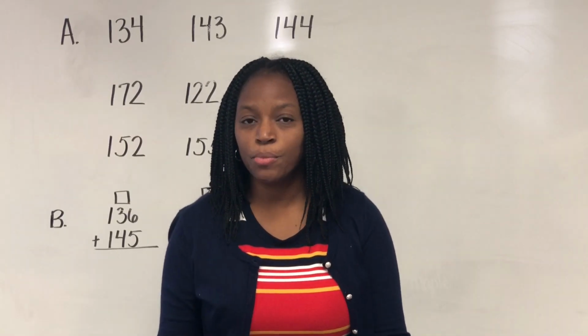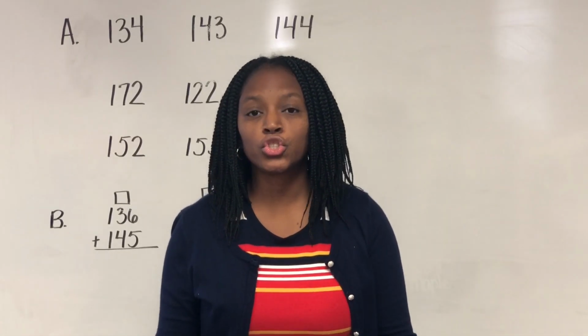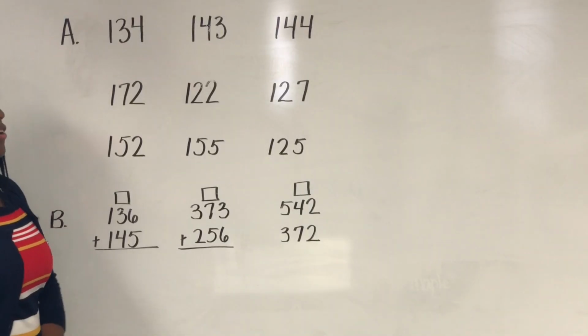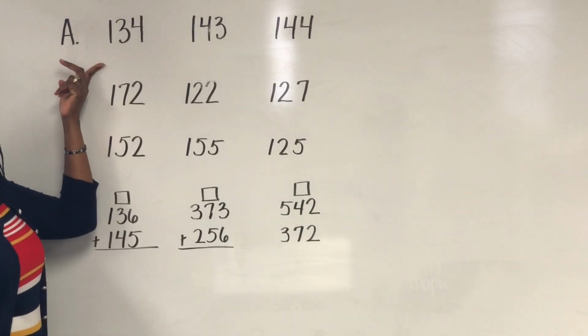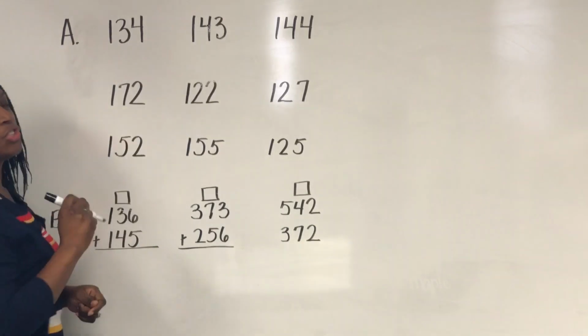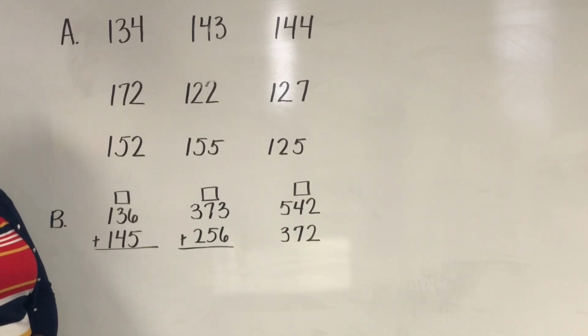All right, boys and girls, we're going to move on to our board so that we can compare our numbers, circle our greatest number, and underline our least number. All right, our first row reads 134, 143, 144. Which of these numbers is the greatest number?